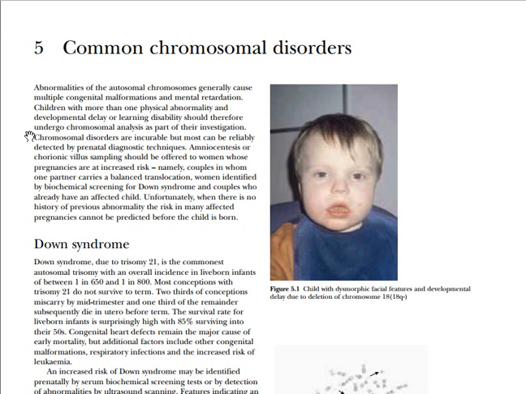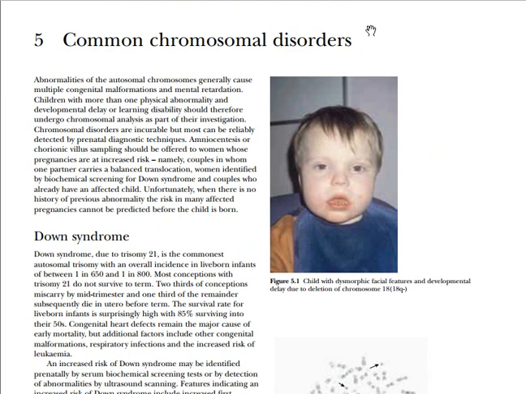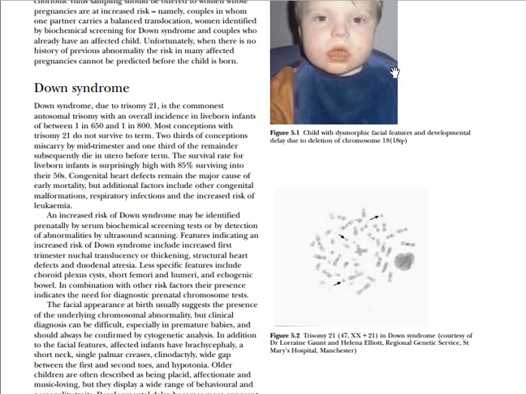Now, the first disorder that we're going to visualize in chromosomal disorders is Down syndrome. The most common cause of Down syndrome is trisomy 21, but you can have other causes. This is an example of a child with a chromosomal disorder who has dysmorphic facial features and developmental delay. This is because of a deletion at chromosome 18. So deletion of chromosome 18 can give you this type of face.